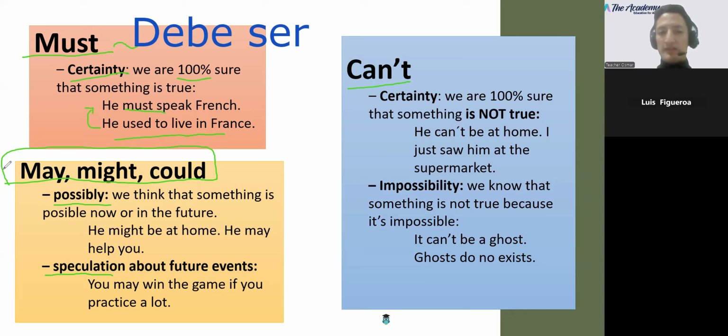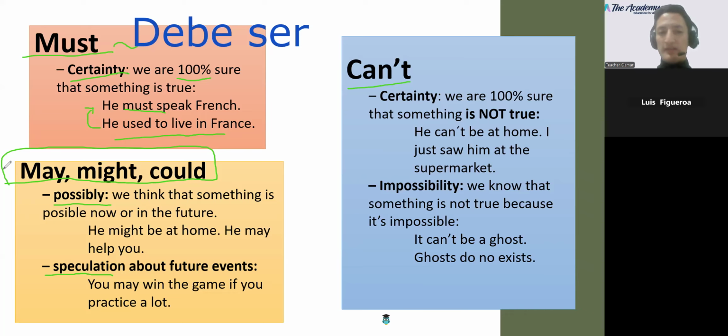What is it? Él no puede estar en casa. ¿Por qué? Why not? ¿Qué dice la evidence? Podría ser en el supermercado. Sí, lo acabo de ver. I just saw him en el supermarket. Supermercado. Yes. Y también, Luis, for impossibility.